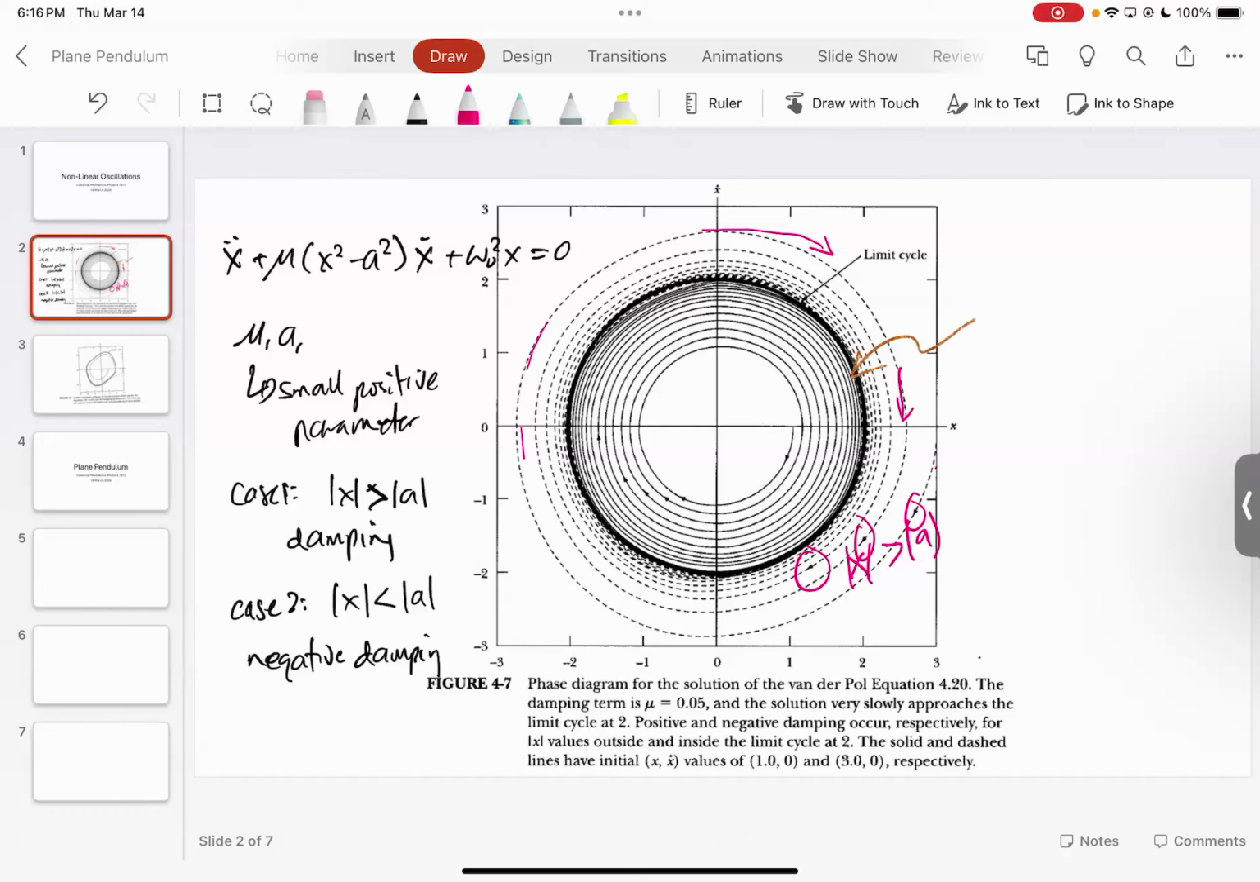Okay? What about if the absolute value of x is less than a? That means the amplitude grows. So if a particle starts from a velocity that is 0, for example, and its position is here, what will happen is its amplitude will increase, right? And it spirals outward, okay, towards the limit cycle. So that's the behavior.